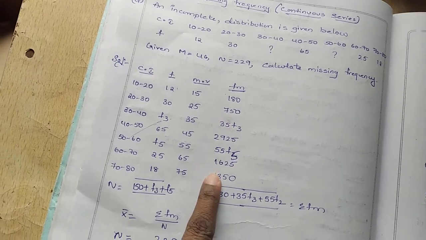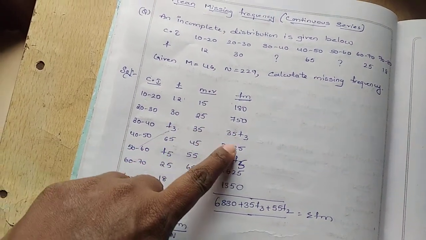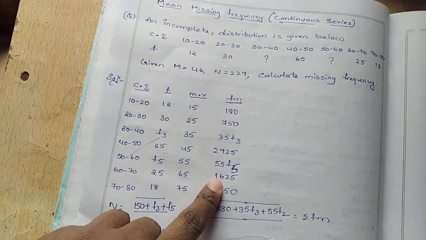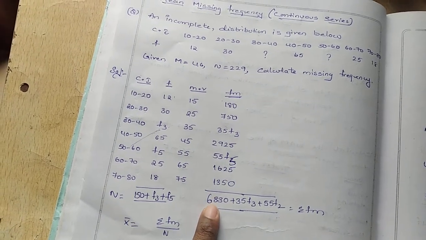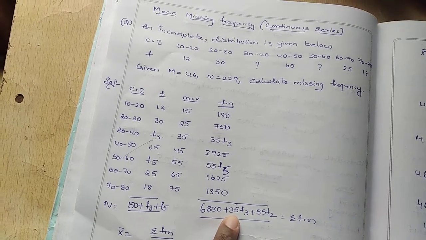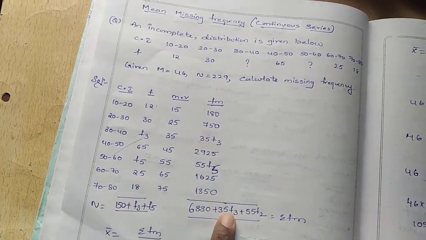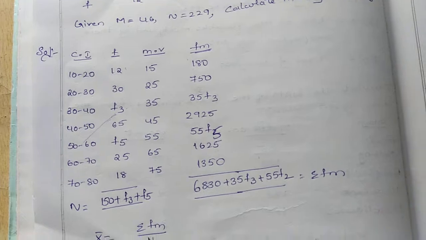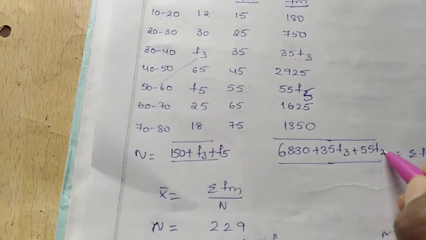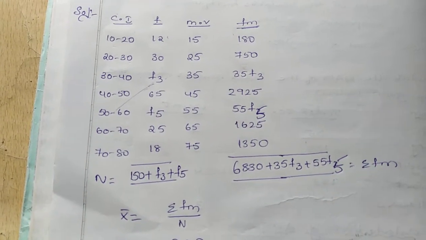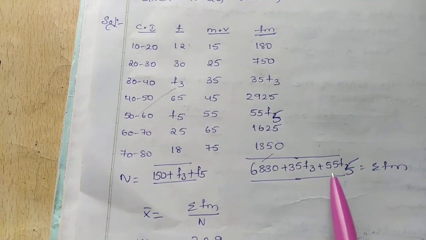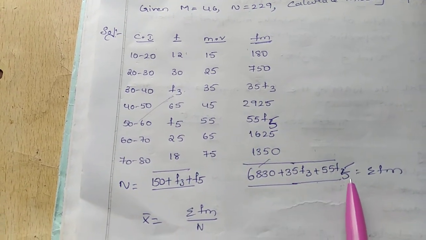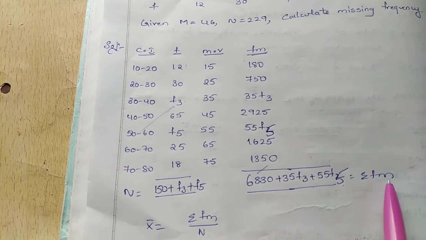So first, take the values: 180, 750, 2925, 1625, 1350. After adding the values, we got 6830, plus 35 F3 plus 55 F5. We have taken these separately; we should not add 35 and 55. So 35 F3 plus 55 F5, that is nothing but sigma FM.